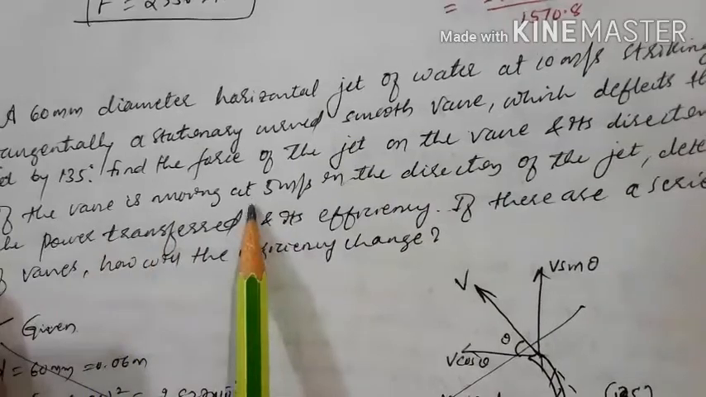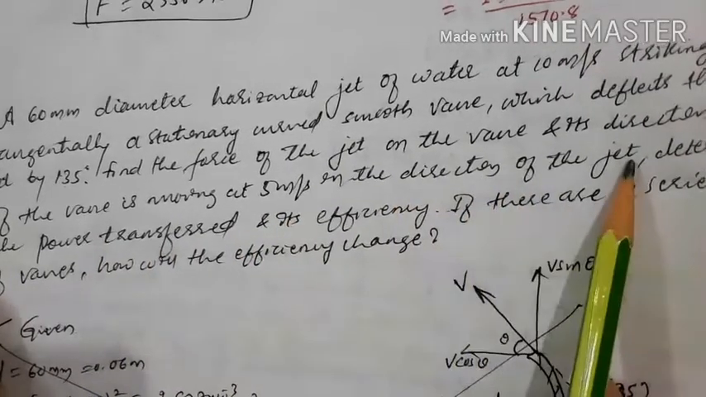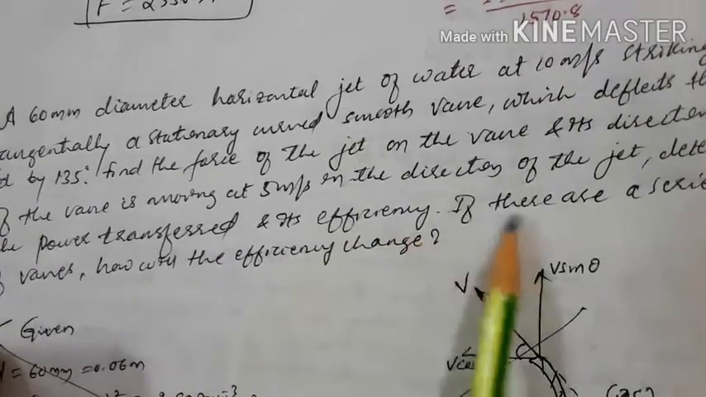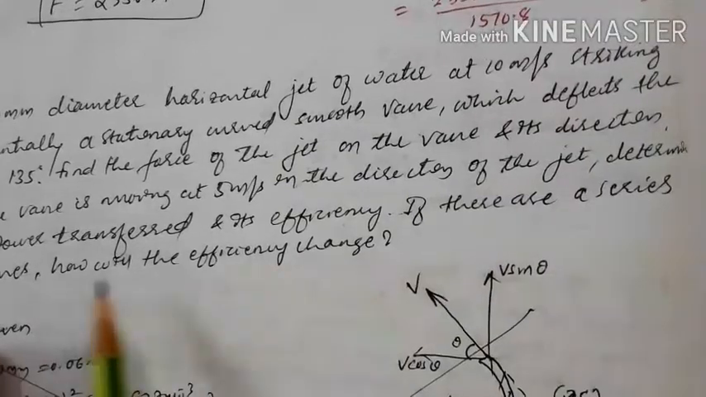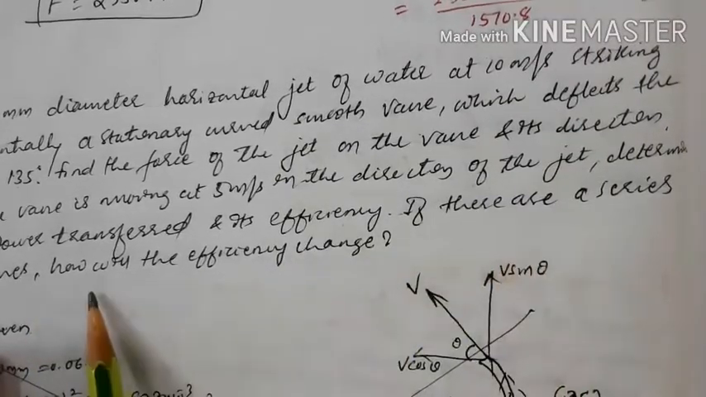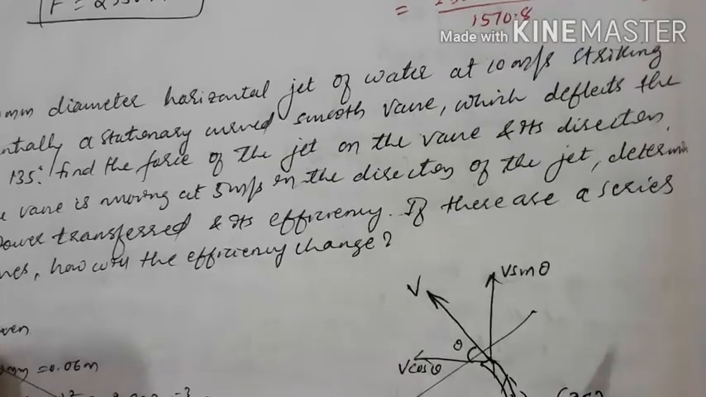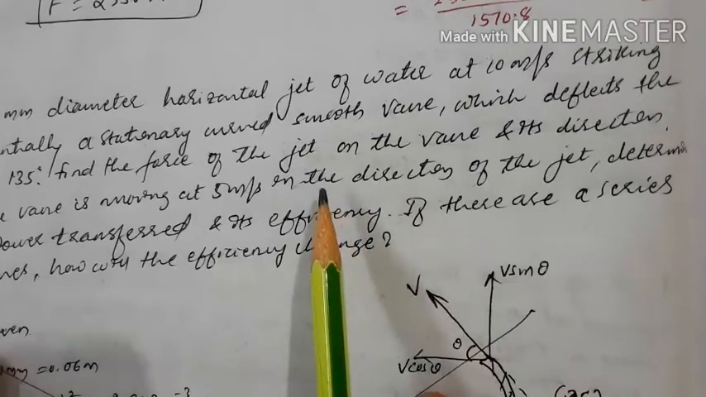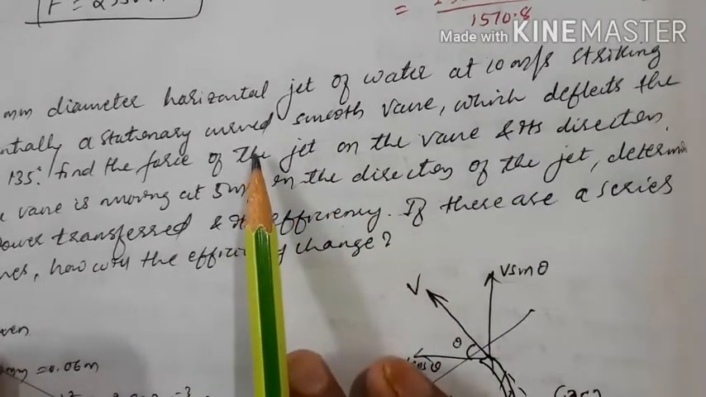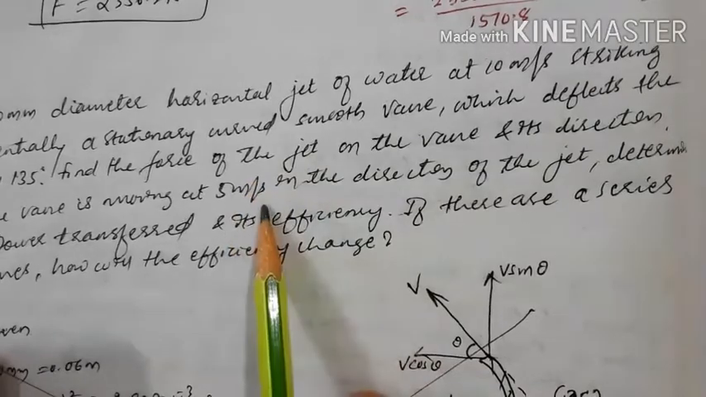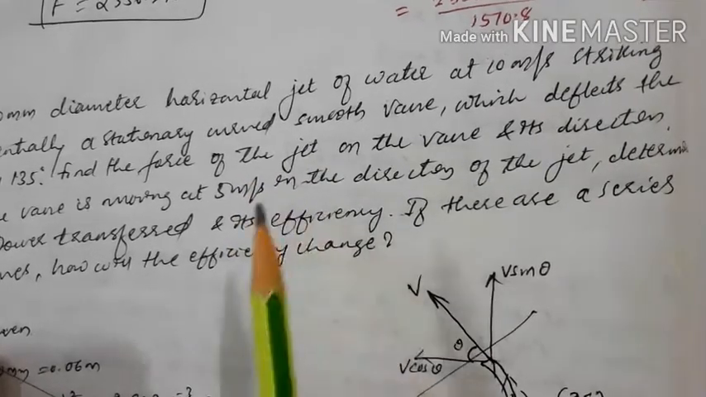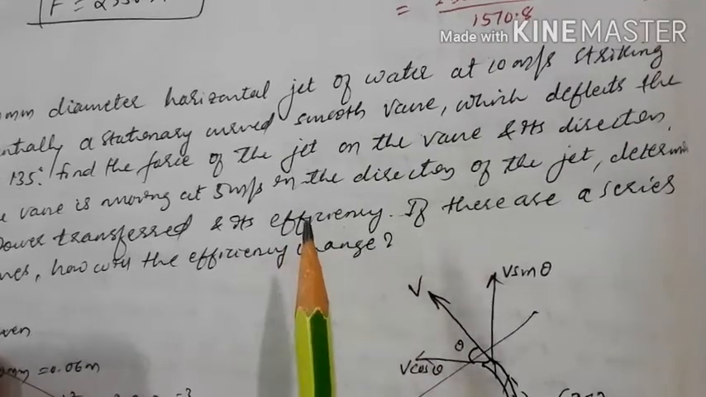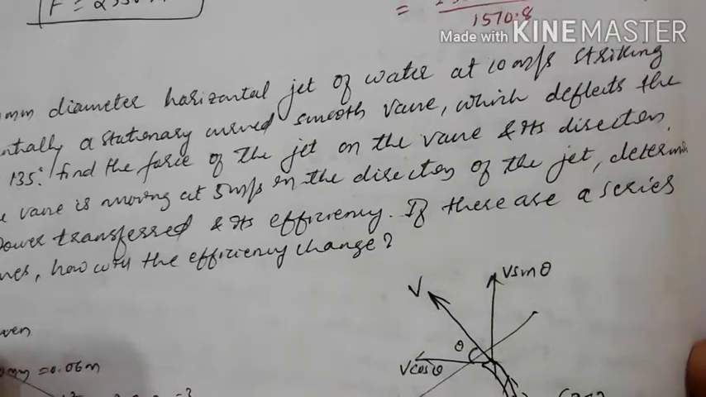If the vane is moving at 5 meter per second in the direction of the jet, determine the power transferred and its efficiency. Also, if there are a series of vanes, how will the efficiency change? Okay, this is the problem given here. So here there are three parts given. First part will be the stationary part, second part is a moving part, and the third one they asked, instead of having a single vane, if there are series of vanes, how the efficiency will change.